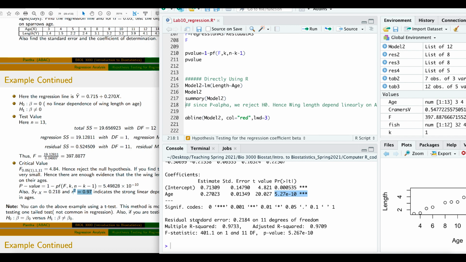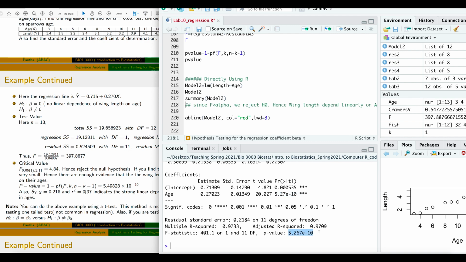Also, residual standard error, that is SYX. Residual standard error SYX is 218, with 11 degrees of freedom for the residual mean square, right? Residual sum of square. Multiple R square, that is the R square value, you get 0.97. You see that? Adjusted R square is also 0.97. And the test value is 401.1. I think it is because of the decimal places. No worries about that, okay? Also, the p value is that value we got. You see that? That's the same p value we got.